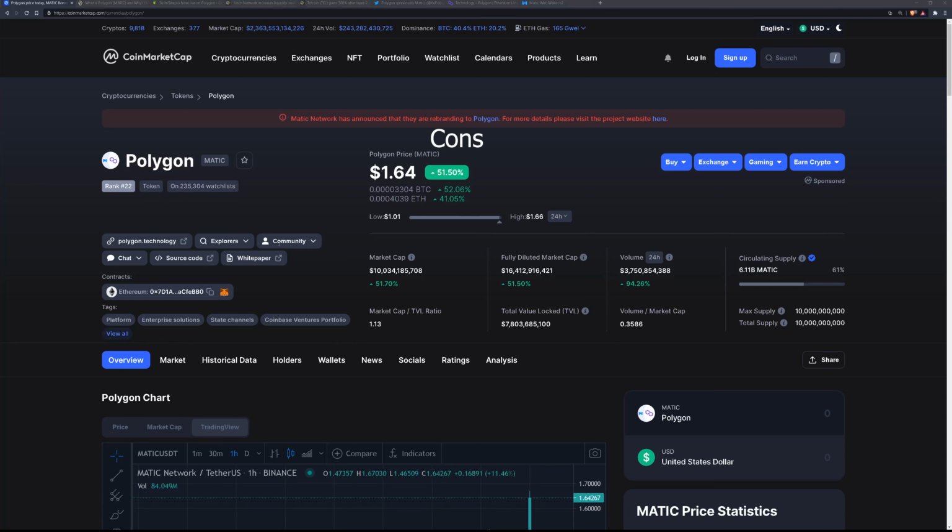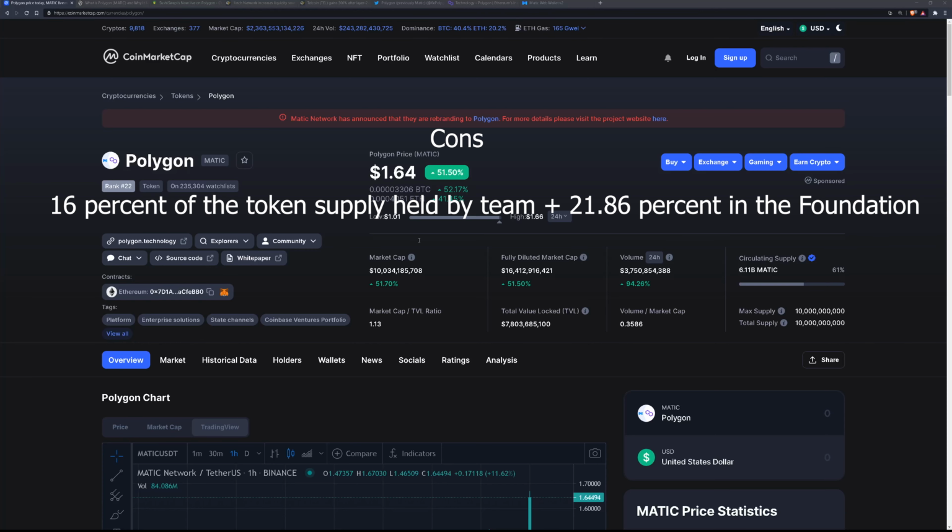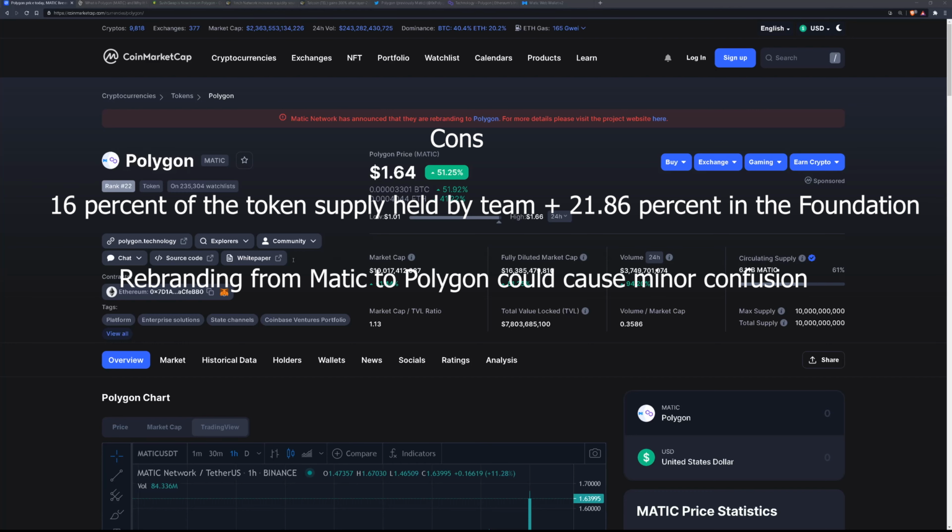What are the cons? The team does have 16% of the token supply and another 21.86% in the foundation. So it's not too uncommon for this kind of tokenomics, but for the more skeptical folks, they're sure to keep an eye on those wallets. The rebranding from MATIC to Polygon could cause minor confusion for those that are new to the space. Though the rebranding was pretty seamless, and the project has only gotten more focused on being a scalability solution since, and thus gained a ton of adoption and recognition.